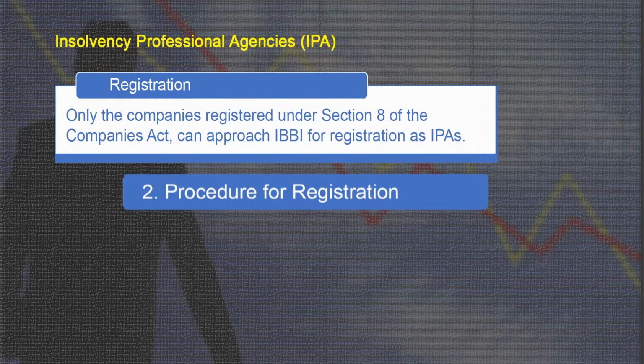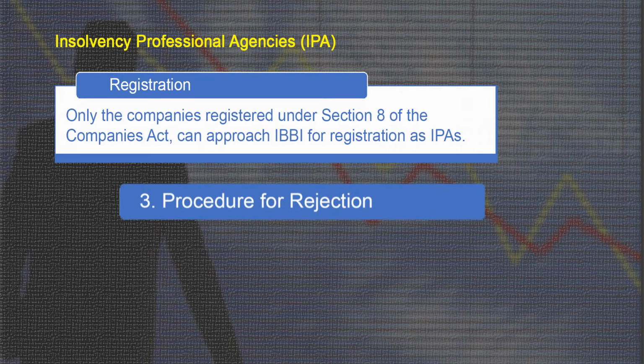Now, procedure for registration. A proposed IPA shall submit Form A along with proof of payment of rupees 10 lakh towards a registration fee. Once registered, it is valid for 5 years. For renewal, again rupees 5 lakhs has to be paid and Form A submitted 6 months before expiry of such registration. Bylaws to be enclosed along with Form A, which shall be as per model bylaws. IBBI to grant license in Form B within 60 days of submission of Form A with the requisite fee and documents. Now, procedure for rejection by the IBBI, if any.